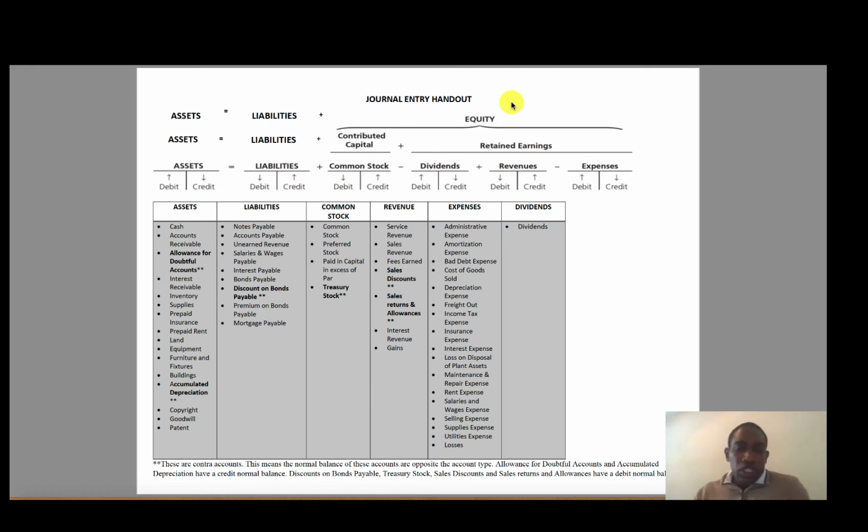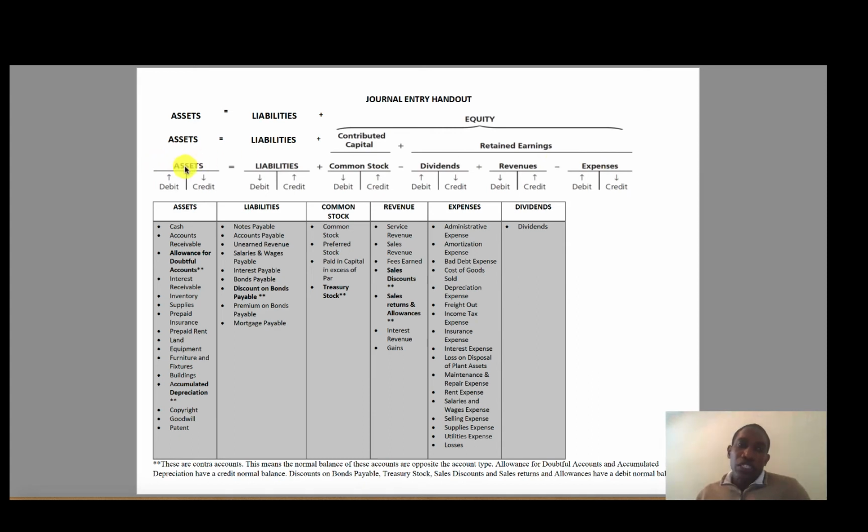In this video, we are going to continue where we left off, which was the expanded accounting equation, which is assets equal to liabilities plus common stock minus dividends plus revenues minus expenses. We said this was the expanded accounting equation.